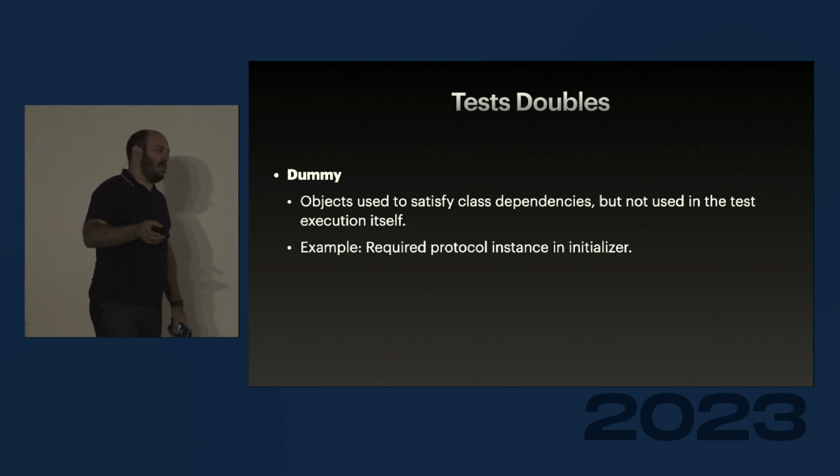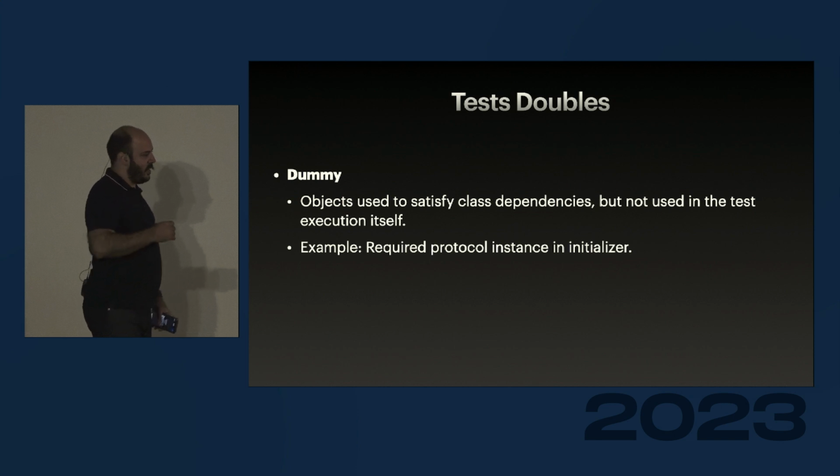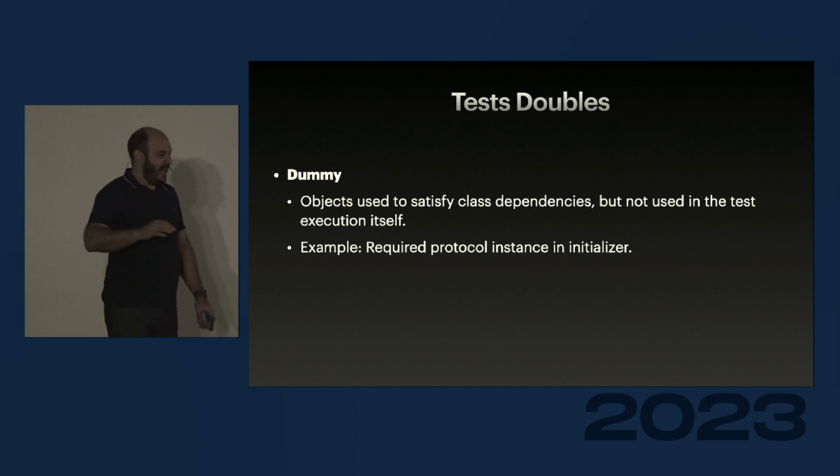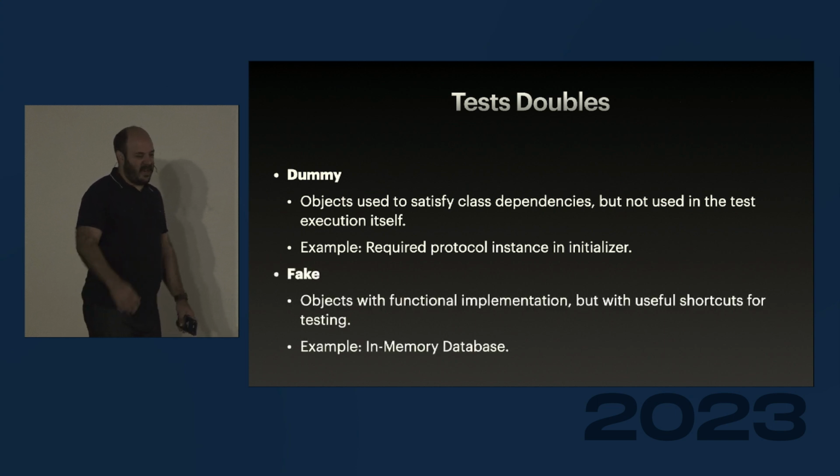So the dummy ones are the implementation that we just create in order to satisfy a requirement for a class, right? We have a protocol. We need to inject something there, and well, okay, we create a dummy that does nothing, but it is there, right? So we don't need to care about the implementation.